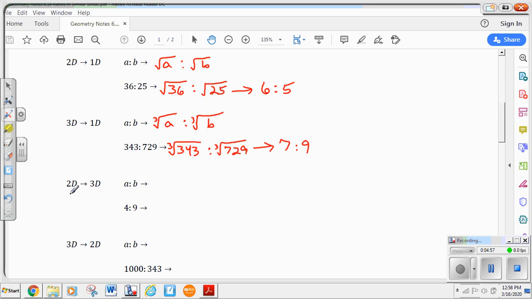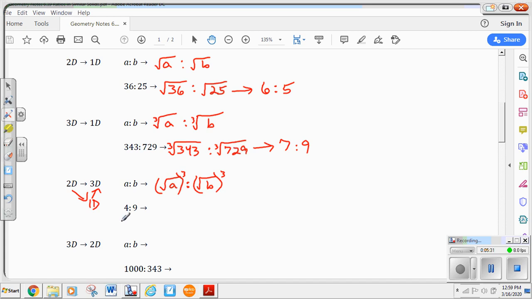If you start with 2 dimensions and want to make it 3 dimensions, you have to go through one dimension first. So we're really going from 2 dimensions to 1 dimension, then to 3 dimensions. From 2 to 1, we square root. And then from 1 to 3, we cube it. So square root first, then cube it.